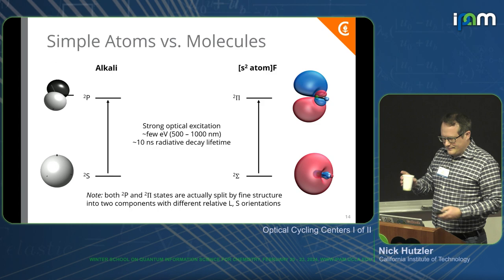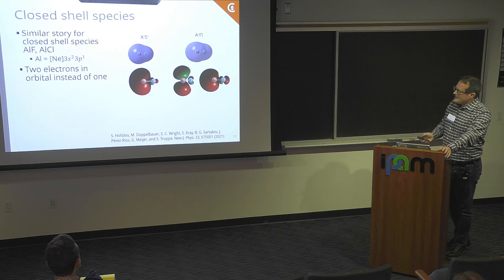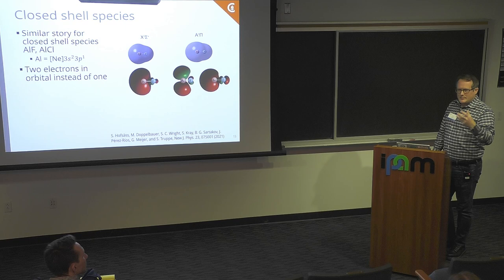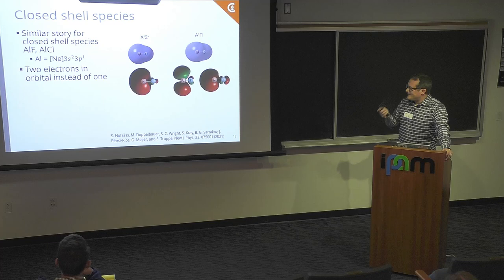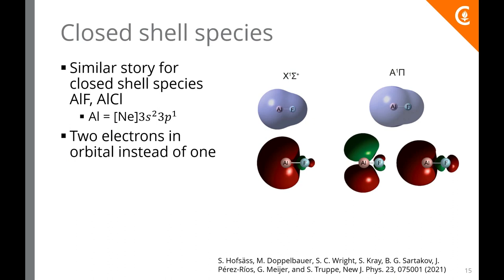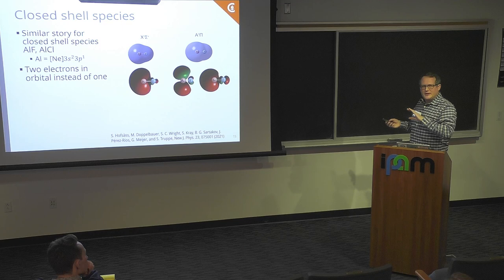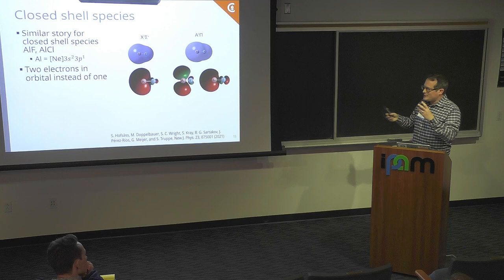Just as an aside, I'll mostly talk about these single S electron, doublet sigma ground state type molecules. There is another very similar category of closed shell species, like aluminum fluoride and aluminum chloride. These are very similar, except they have two valence electrons in this orbital instead of one. So you get very similar looking orbitals, but now you have two, because the aluminum has an S2P1 configuration. When it bonds to the fluorine, the P electron more or less goes away, and you end up with two of these metal-centered S electrons.